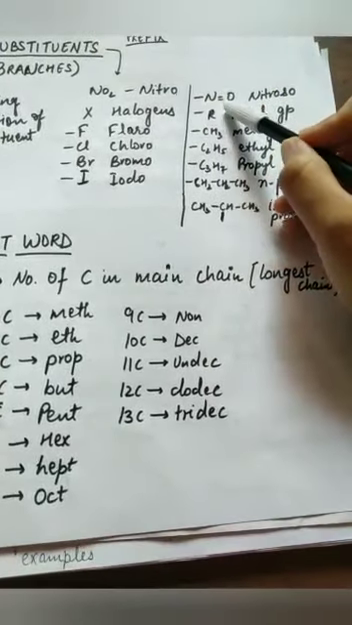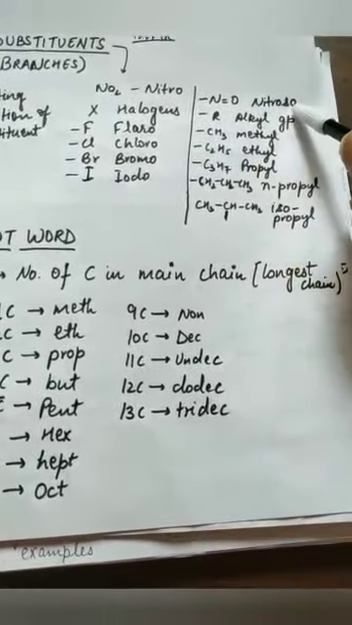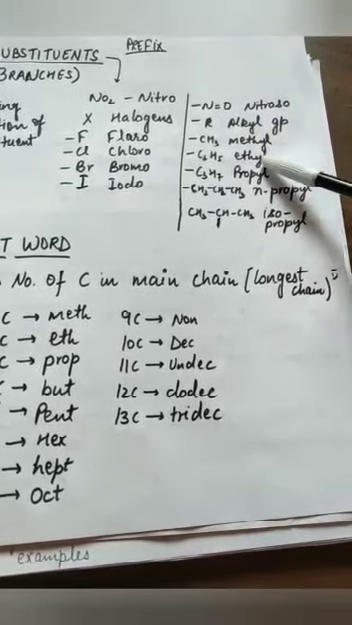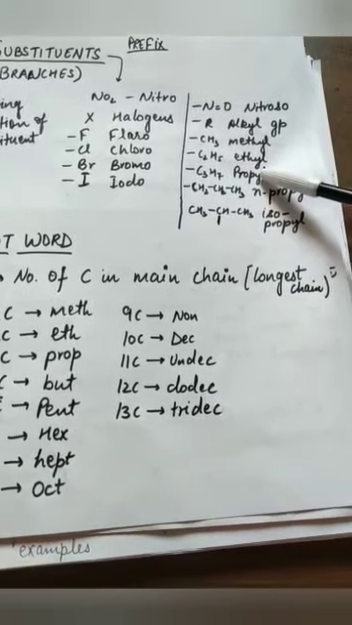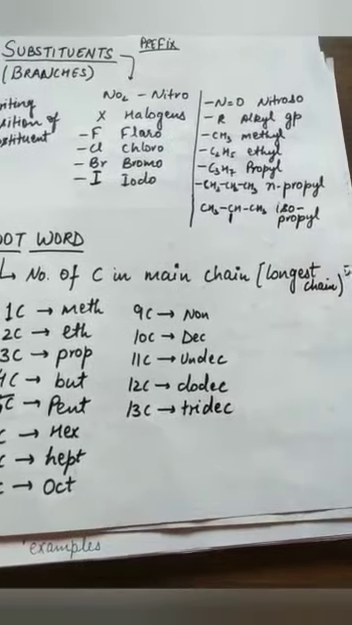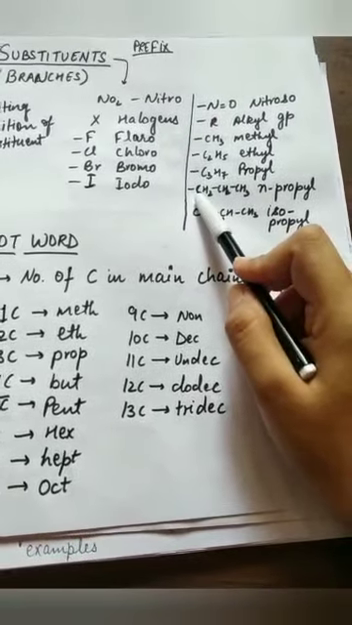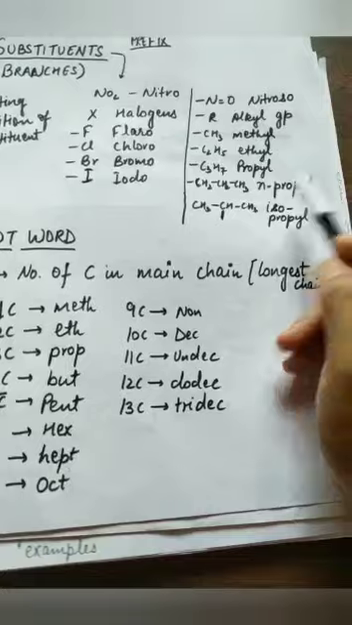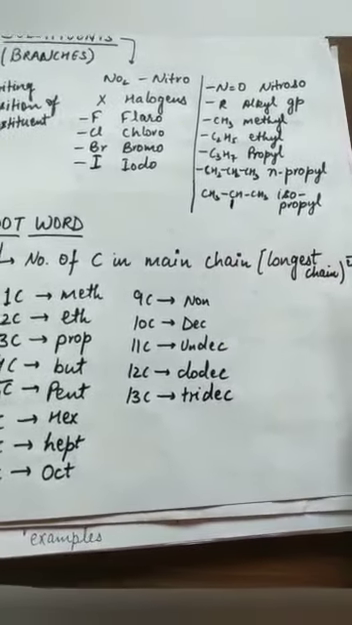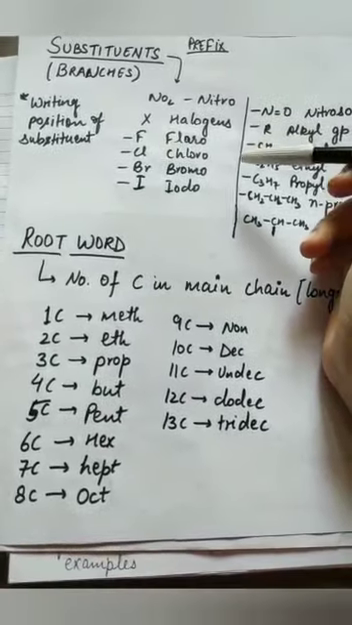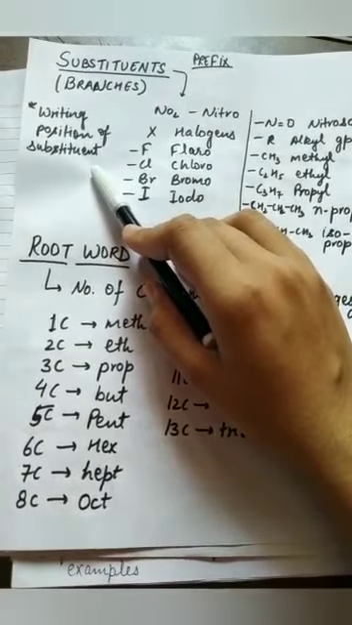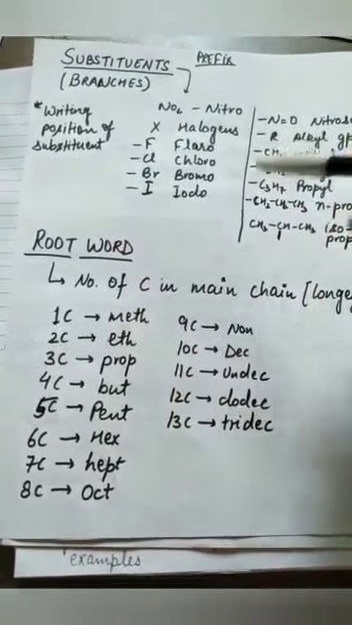Next is if N double bond O, this is called nitroso. If any alkyl group is attached, like methyl, ethyl, propyl, so we will write this. Next is N-propyl and isopropyl. If the chain is attached with the first carbon, then it is N-propyl. If the chain is attached with the middle carbon, then it is isopropyl. Now one thing more important in this is you have to write the position of the substituents. It's very important. You have to write the position of the substituents.